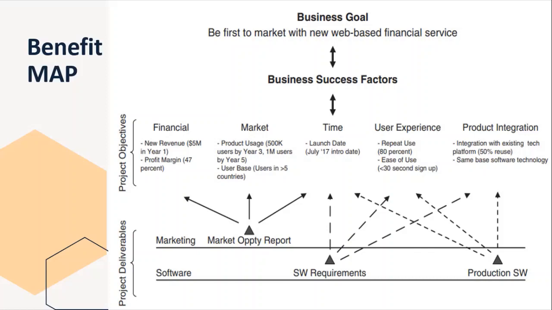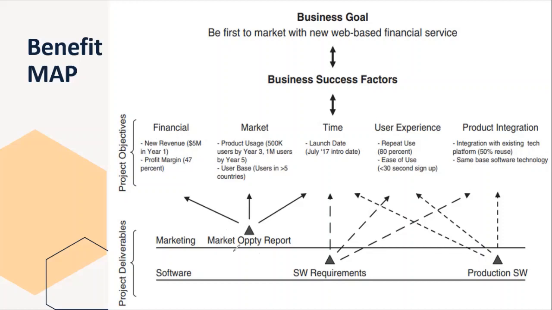At the lower portion of this benefit map is the project deliverables. What are the deliverables? If you see here, market opportunity report, then software requirement, production software. These are some deliverables and how they can relate with the project objectives. If you see the market opportunity report, then financial, market objectives and time objective, these three portions are related with the market opportunity report. And if we talk about the time, let's suppose here I annotate.